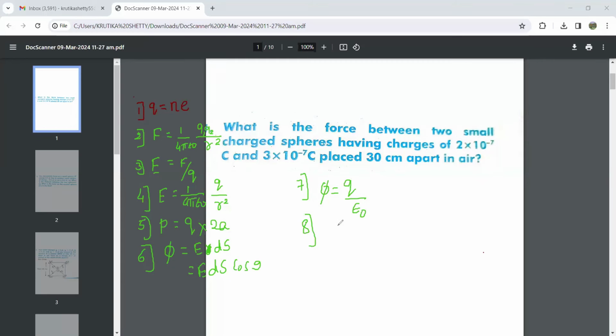Eighth formula, for the dipole moment along the axis, the electric field intensity is given by 1/4 pi epsilon naught 2p divided by R square. Then for the equatorial, the electric field intensity is equal to 1/4 pi epsilon naught p divided by R square. So I am taking for the short dipole.